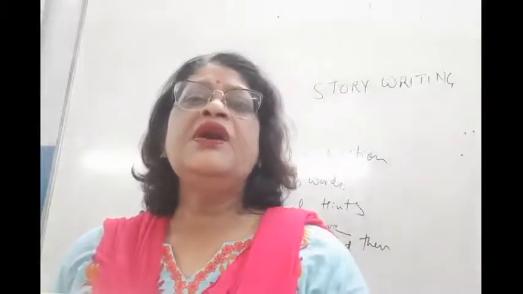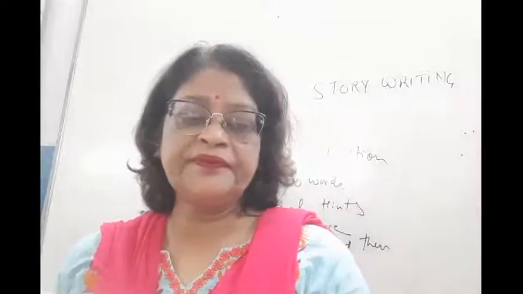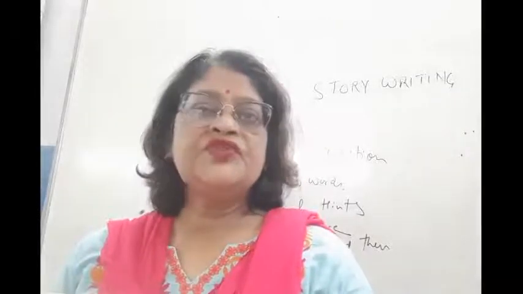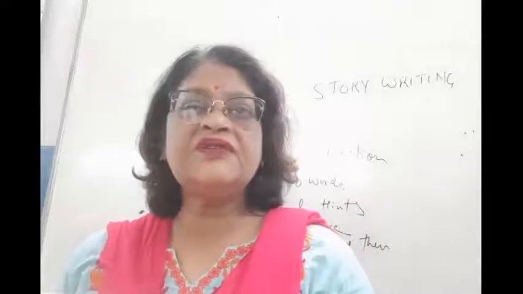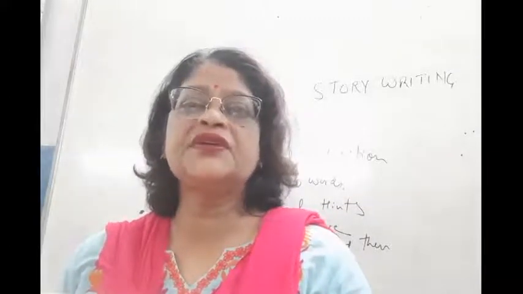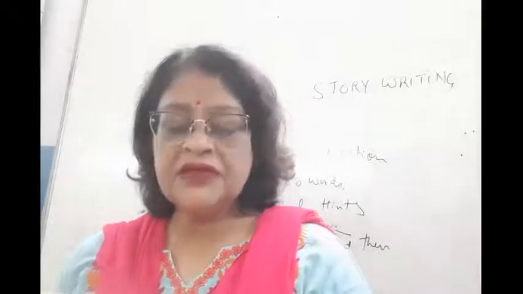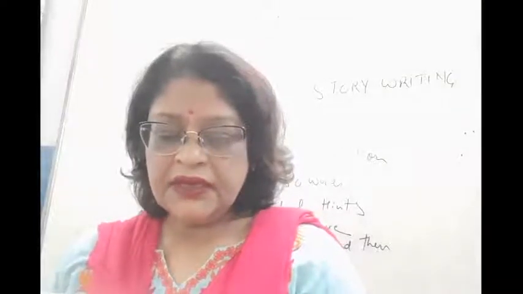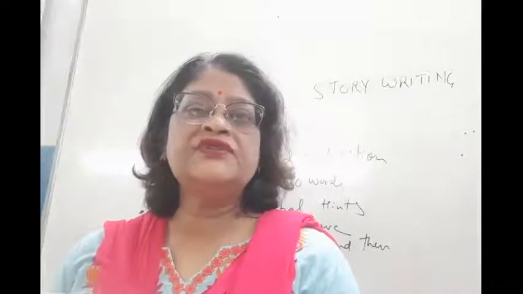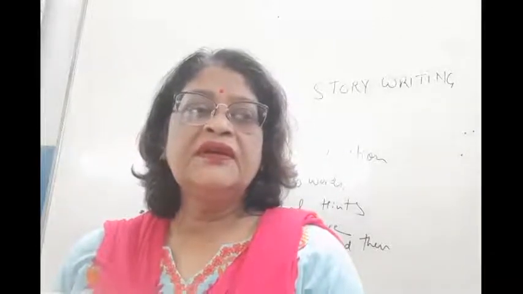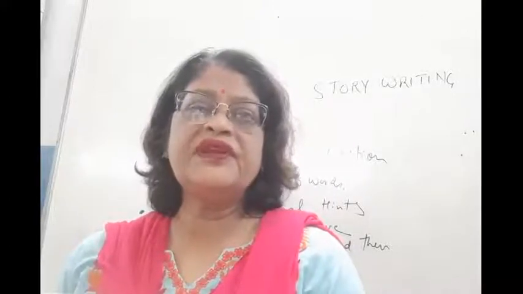Now let me tell you in what way the hints are given in the question paper. First, visual hint: some picture will be given to you. You have to see those pictures very carefully and then write your story. Second, verbal hints: some hints, some clues will be given. You have to take the ideas from those clues. Okay, you have to think about the theme and then develop your own ideas.